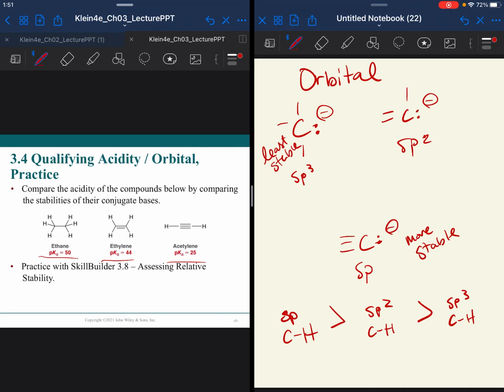Now, none of these are considered acidic. 25 is not a low pKa, right? Some of your strong acids have pKa's of like -9. But compared to 50, the sp CH is much more acidic. And that's actually going to be really important to us in chapter 9 when we talk about alkyne chemistry. All right, so we talk about all of these acid-base issues early, and then they come up again for us throughout the year.